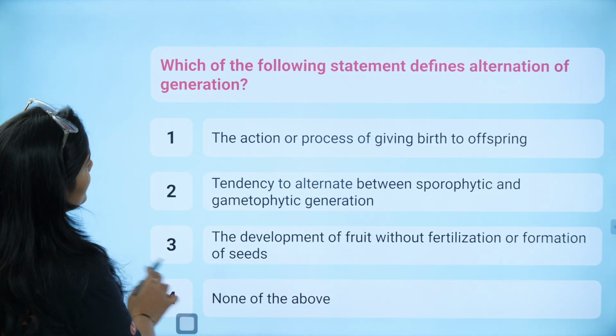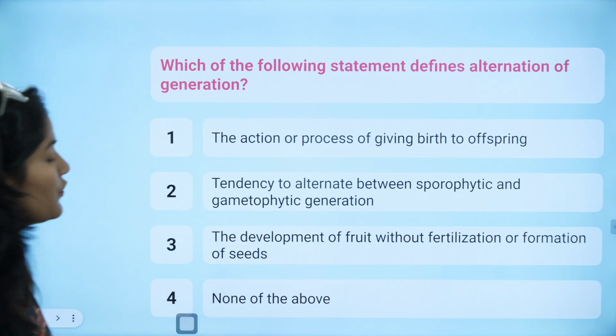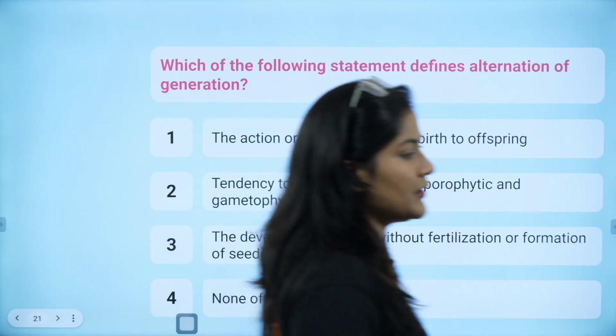With this, here comes your next question. Which one of the following statements defines the alternation of generation? Read the options carefully. Take your time.